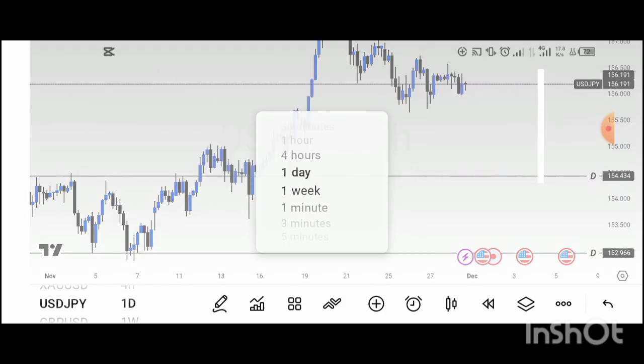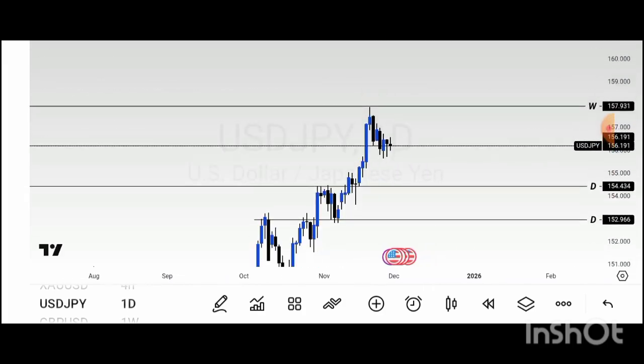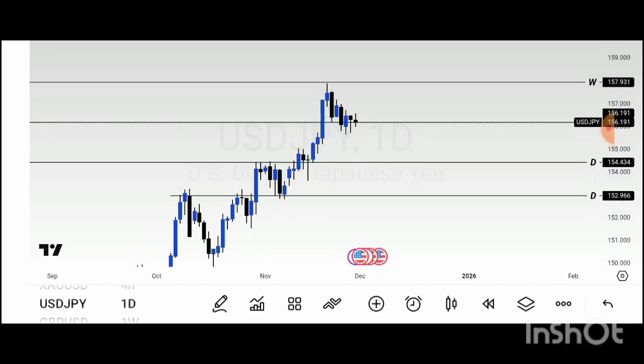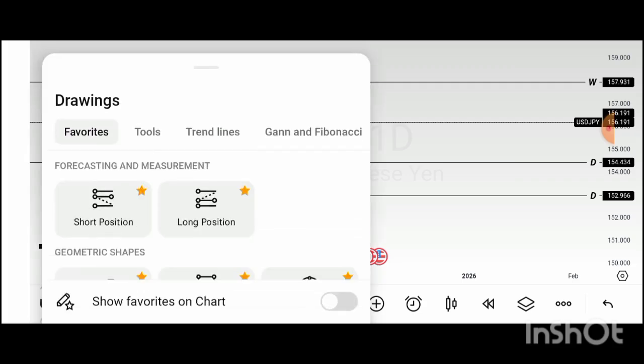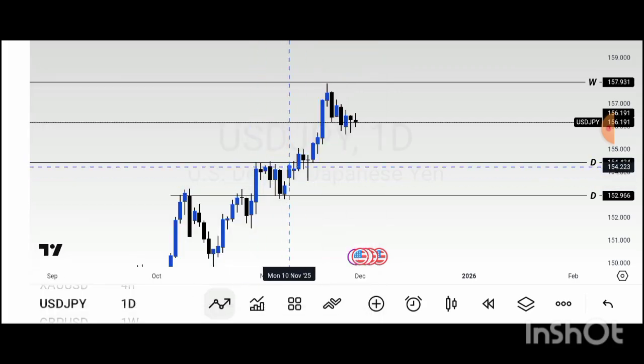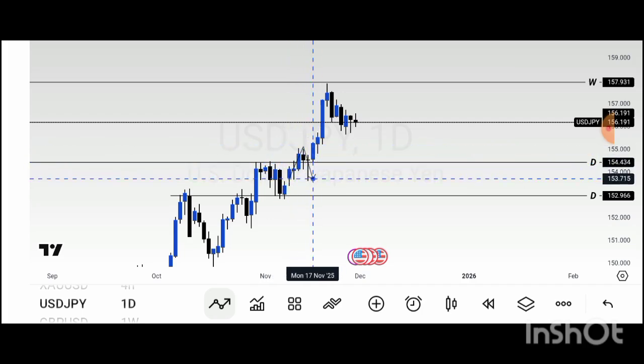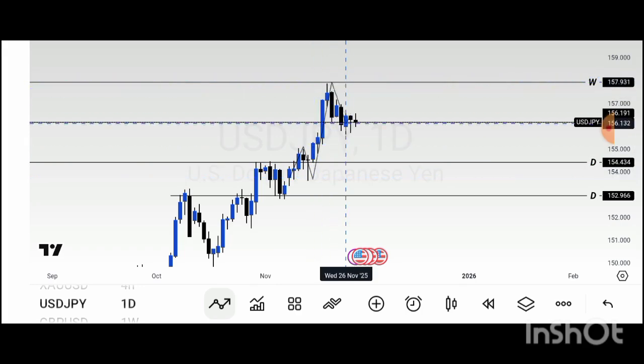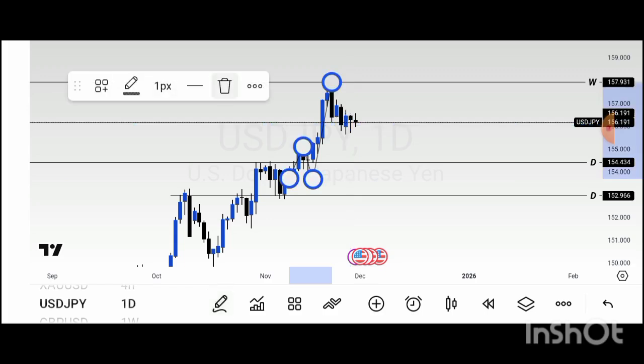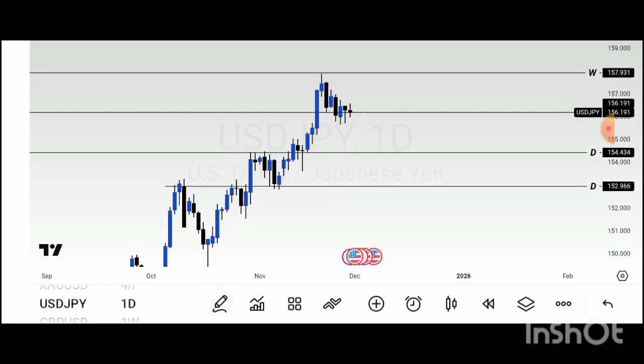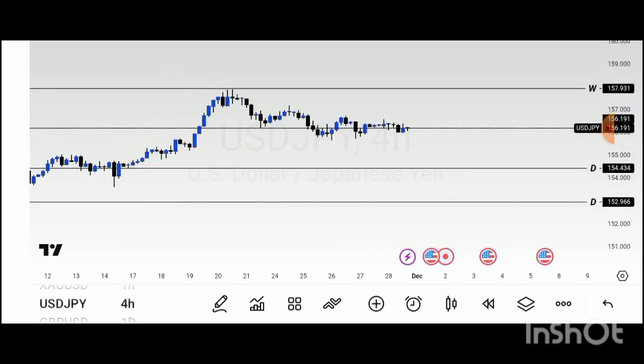Wait, before we go down to 4 hours, we have to ask ourselves, what's the market doing here? The market has been in an uptrend here, but looking at that weekly time frame, we are expecting that there's going to be a reversal. However, we just react to the market. We don't predict. So this was a high here, and the market retraced, broke it, came here, and then it's now here. I'm expecting to do some sell on USDJPY, but it will depend on how the market is reacting to that zone.